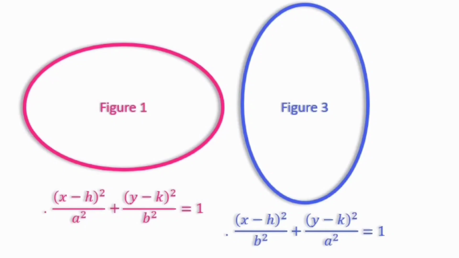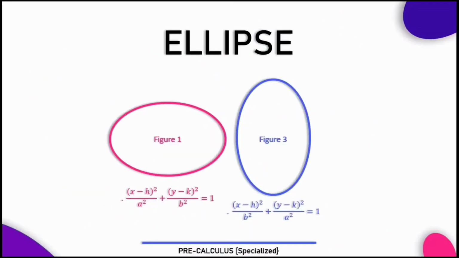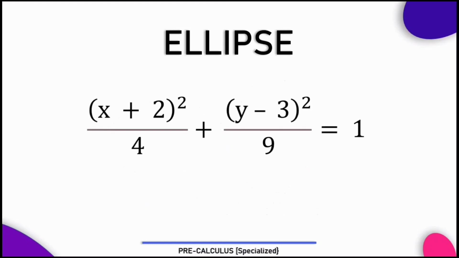Ibig sabihin sa mga examples, kapag ang denominator ng x ay mas mataas sa denominator ng y, it means the principal axis of the ellipse is horizontal or horizontally stretched ang ellipse. On the other hand, if mas maliit ang denominator ni x, it means the ellipse is vertically stretched or the principal axis is vertical. Say for example, we have x plus 2 squared all over 4 plus y minus 3 squared all over 9 is equal to 1.